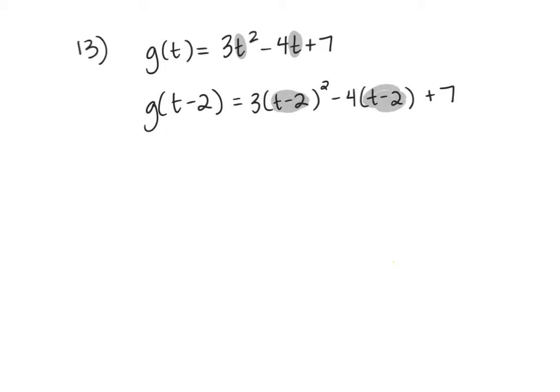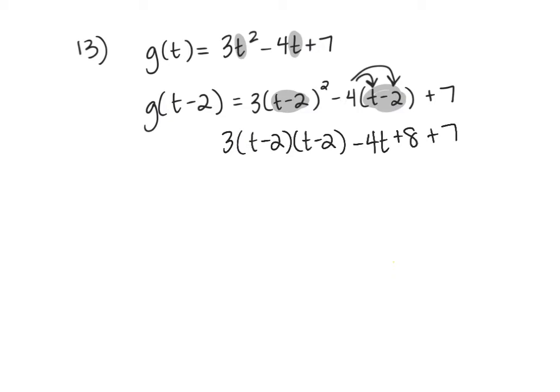From here, we have a little bit of work ahead of us. With this t minus 2 and t minus 2, the best thing to do, since it's squared, is to write it twice. And then I can distribute this one. So negative 4 times t is negative 4t. Negative 4 times negative 2 is 8. And we still have that plus 7.